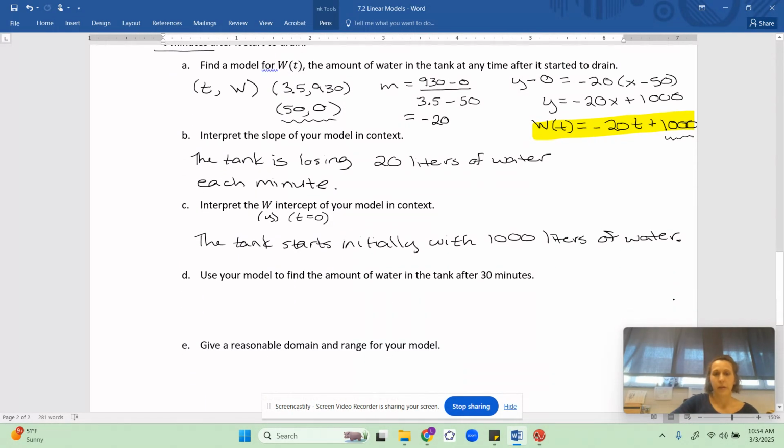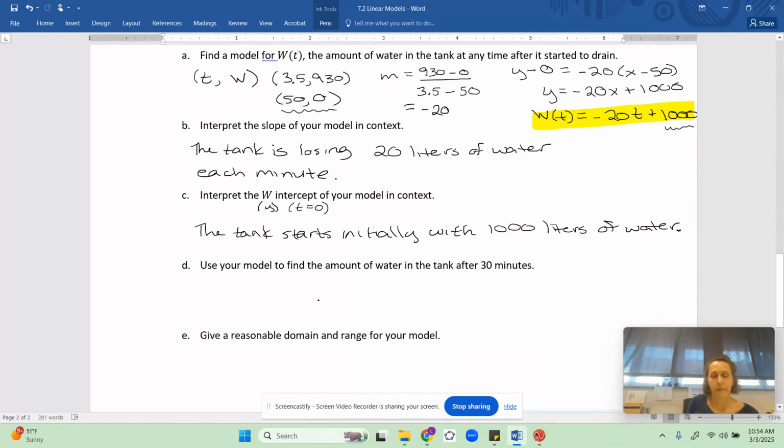Use your model to find the amount of water in the tank after 30 minutes. The model above is in yellow, and I'll put 30 in for T. So that's negative 20 times 30 plus 1,000, and I can put that into the calculator, or I can do it in my head, and it should be 400. So 400 liters remains after 30 minutes.